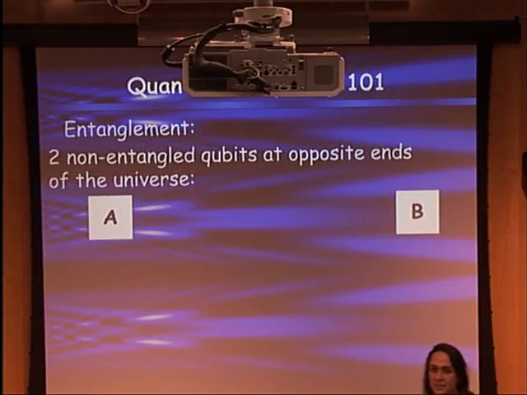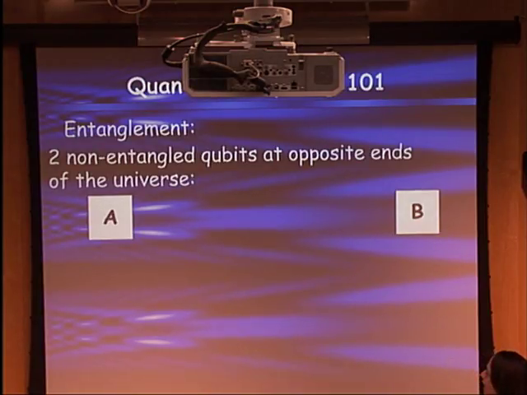Then the second interesting phenomenon that you see in the quantum world is entanglement. To explain that, I'm going to start you off with a pair of qubits that's not entangled. Okay, we'll start there. Let's say I have two qubits that I'm going to call A and B, and they're not entangled. They're just your run-of-the-mill quantum bits right now. And I'll go ahead and keep A with me and send B to the opposite end of the universe.